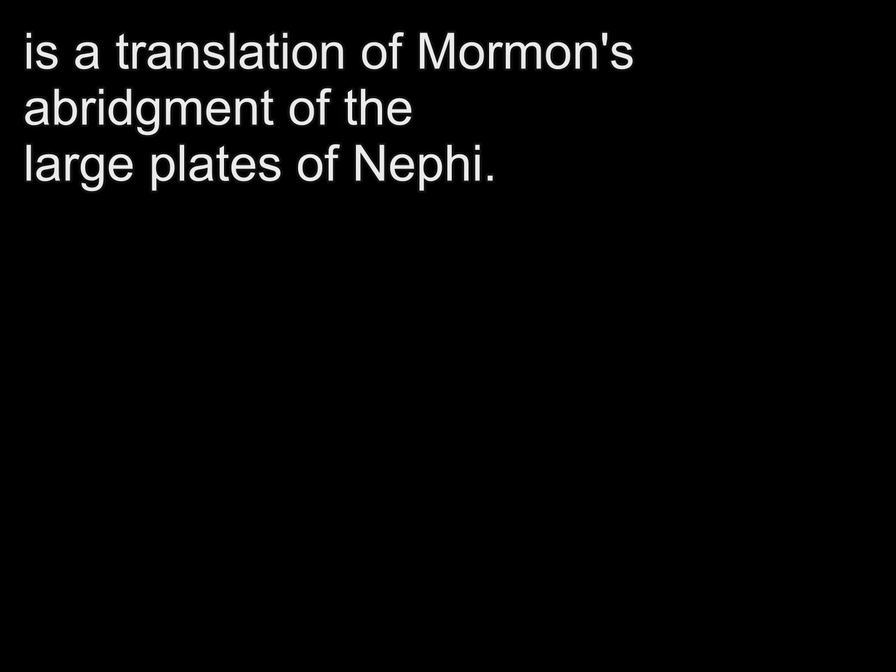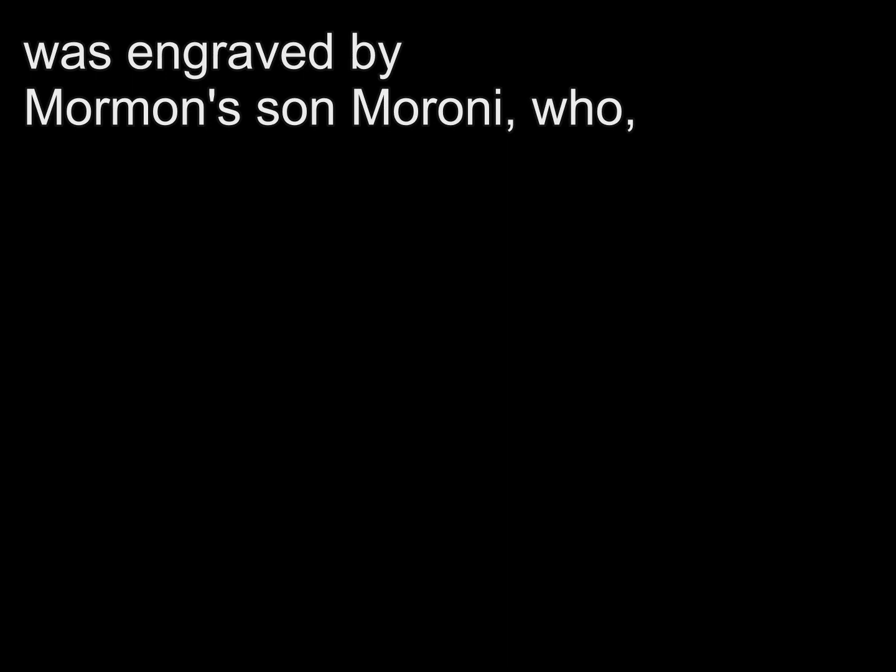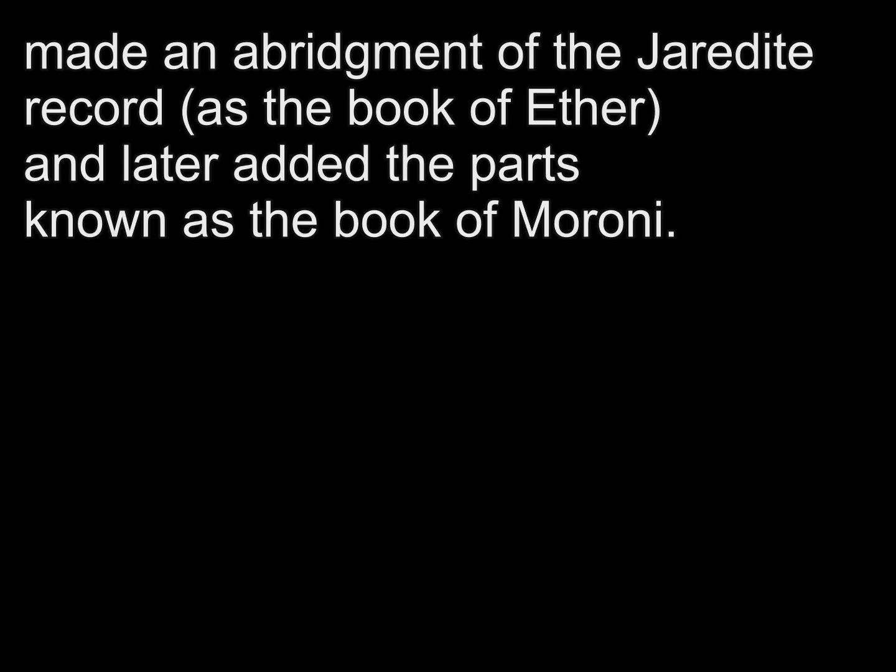The longest portion, from Mosiah through Mormon chapter 7, is a translation of Mormon's abridgment of the large plates of Nephi. The concluding portion, from Mormon chapter 8 to the end of the volume, was engraved by Mormon's son Moroni, who, after finishing the record of his father's life, made an abridgment of the Jaredite record as the Book of Ether, and later added the parts known as the Book of Moroni.